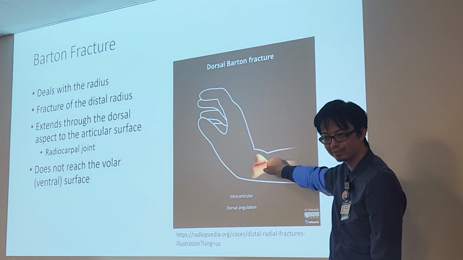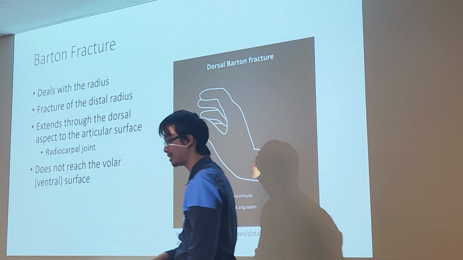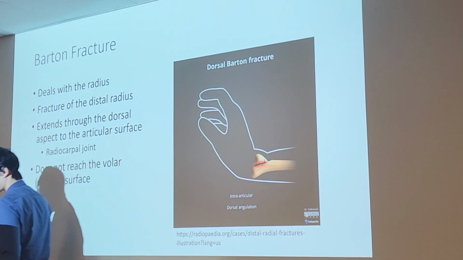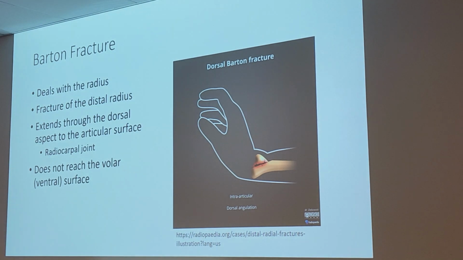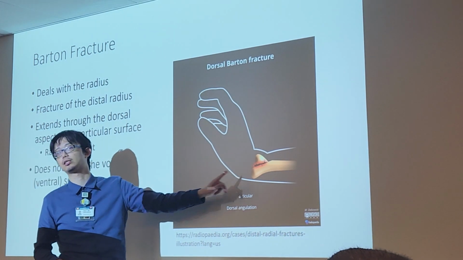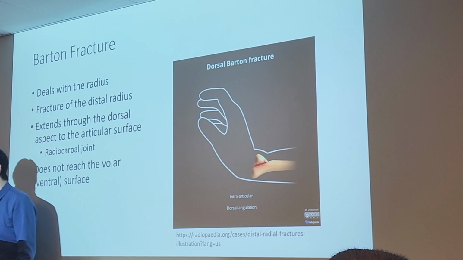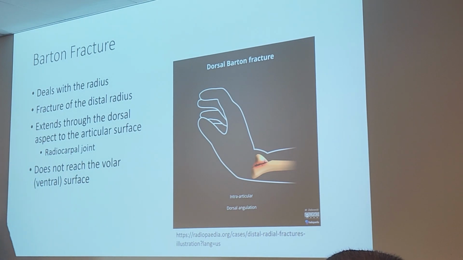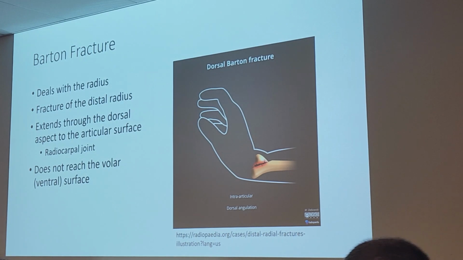Does it make sense? Okay, think about it a little more. Just keep thinking about that. So, that is the Barton fracture. The key to the Barton fracture is that it must break into the articular surface, right? It must reach this radial carpal joint. What do you mean by articular surface? Articular is where the joint is. So it must reach a part of the bone that forms the joint.